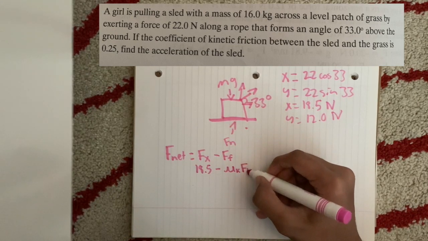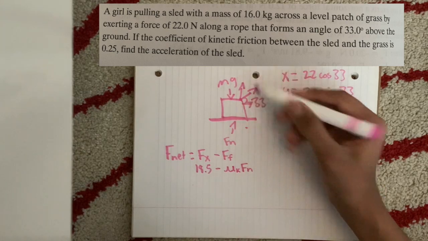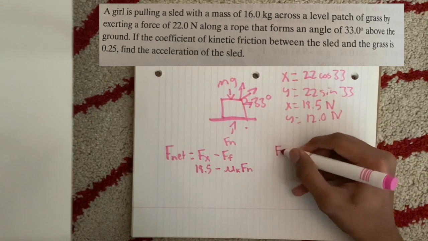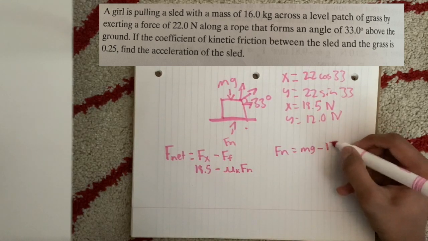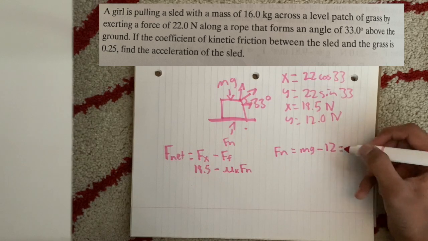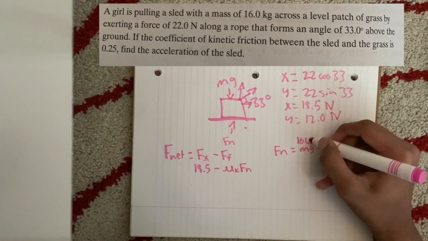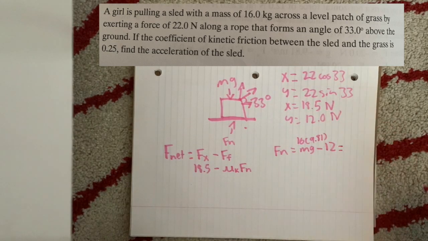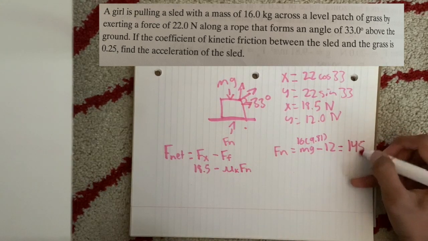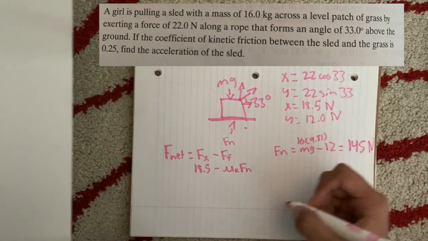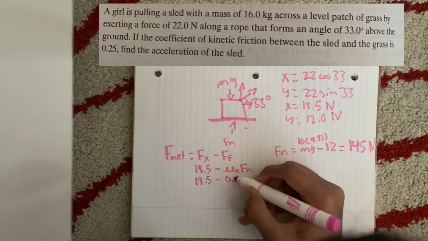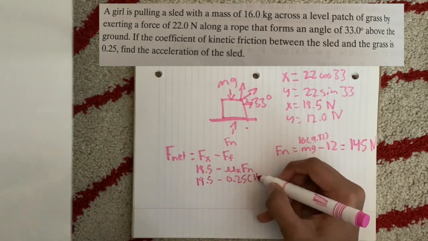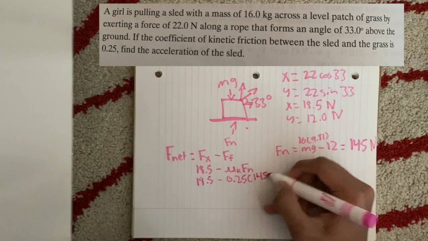times the normal force. Now, since we're technically pulling up, the normal force is equal to the standard force of gravity, except we're just going to subtract out 12 newtons. And this is equal to about 145 newtons. So it's 18.5 minus 0.25 times 145.